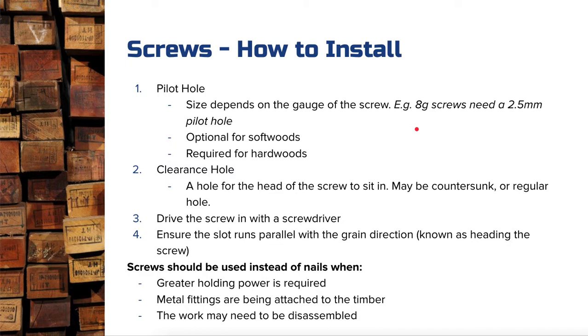So that's why if you look in our workshop, most of our drills that are sitting in there already have the 2.5 millimeter drill bit in them, because it's the most common pilot hole that we're drilling. Now, if you've got a smaller G number, like a 6G or a 4G, then the size goes down. If you've got a higher number, like a 12G, then the number goes up. Pilot hole, like I said, optional for softwoods, but I definitely recommend it. Absolutely required for hardwoods. Clearance hole, could be the countersink hole or a regular hole.